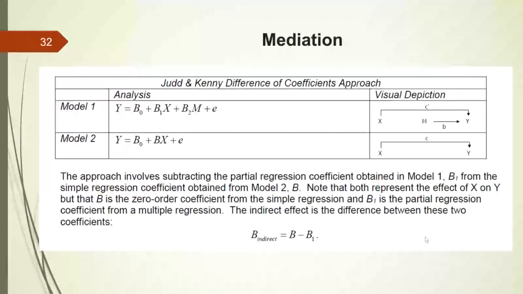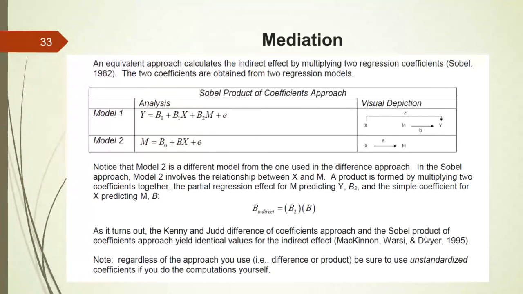One is Judd and Kenny, and you do something similar to the one I did before. You do a full model with X, M, and Y, and then a second one that is only X predicting Y, and then you subtract B in model 2 from B1 in model 1, and that is called the B indirect. The equivalent approach from Sobel is that model 1 is the same as the previous one, but model 2 is different. You do X predicting M, and to find the indirect effect, you multiply these two.